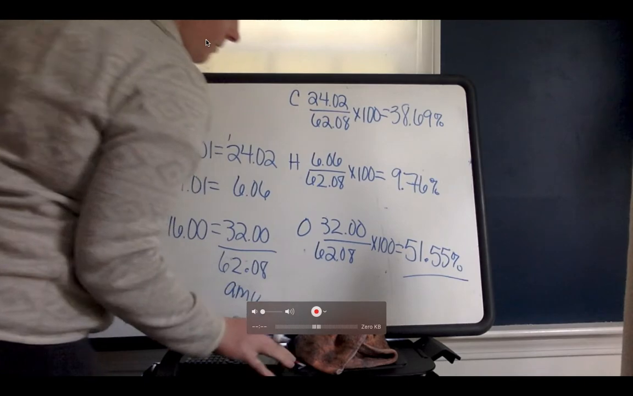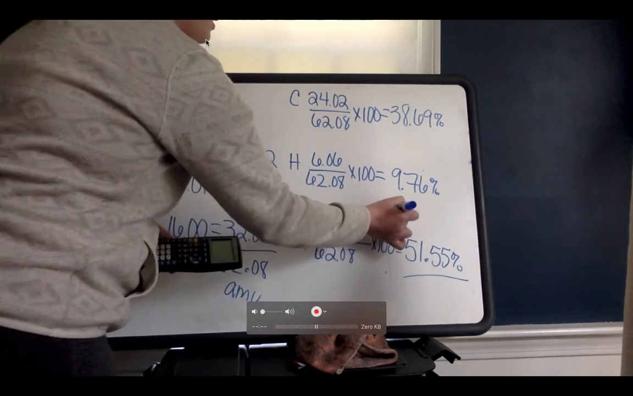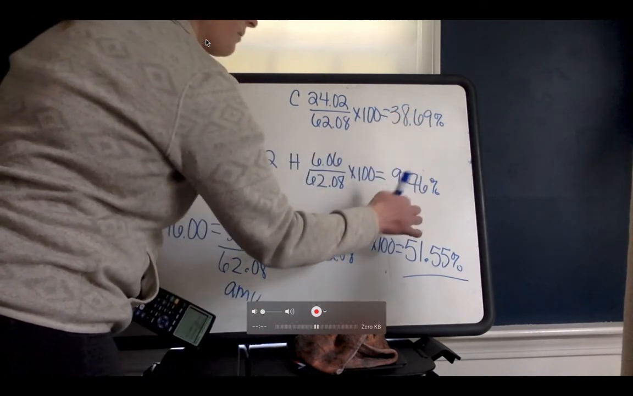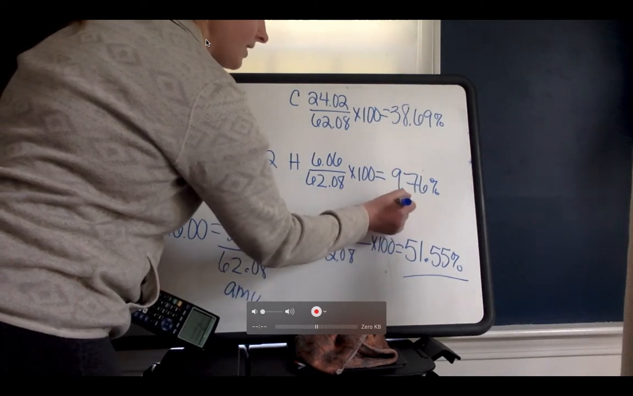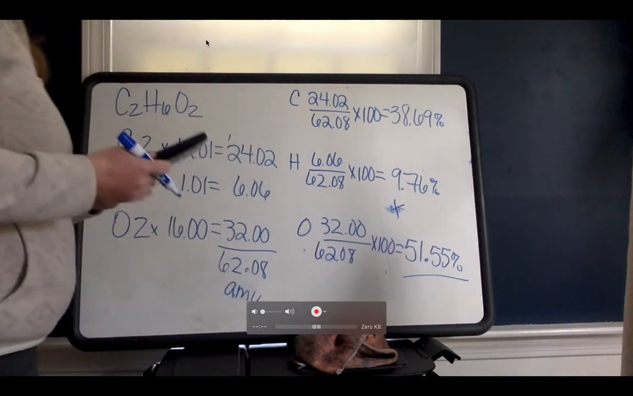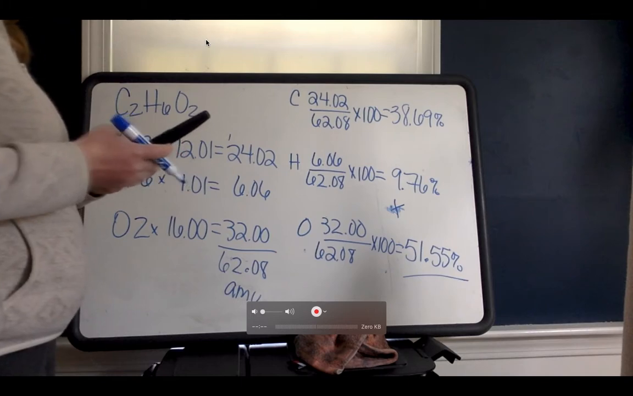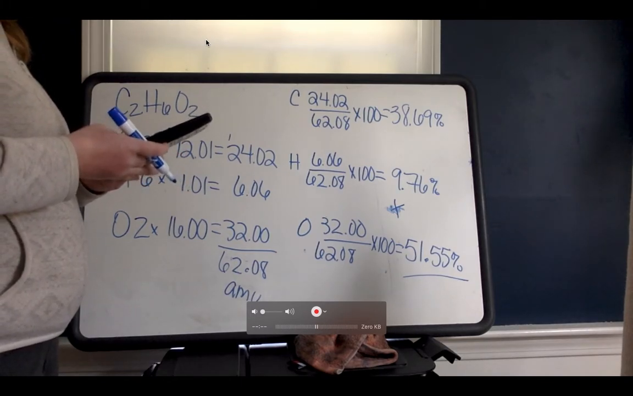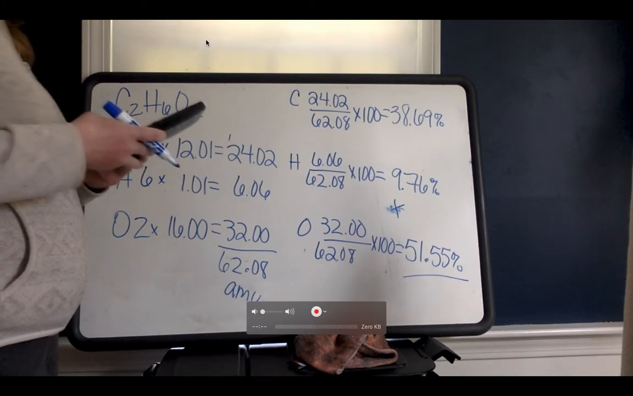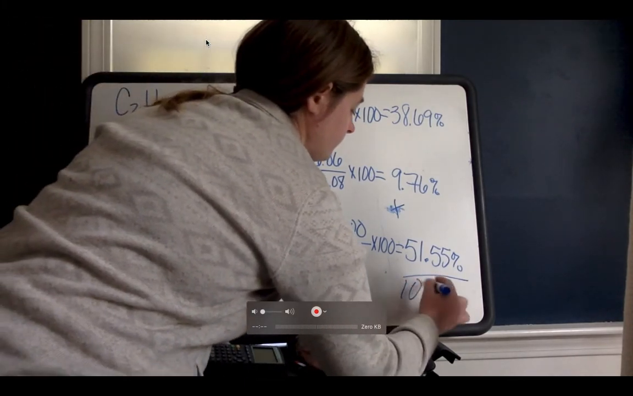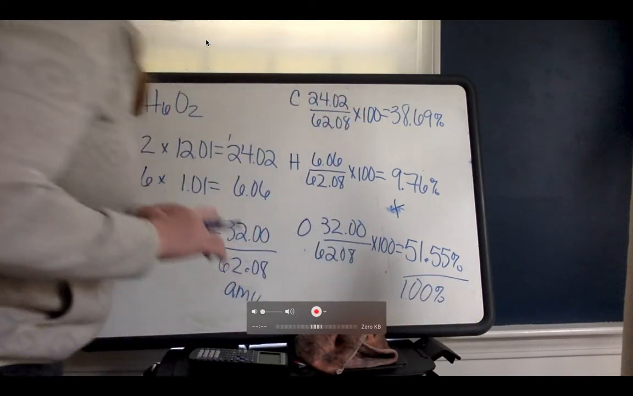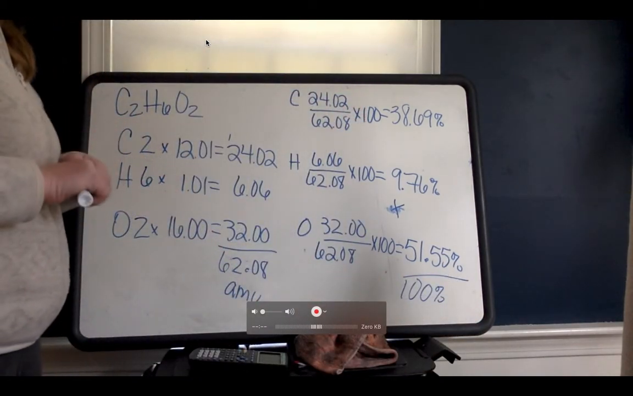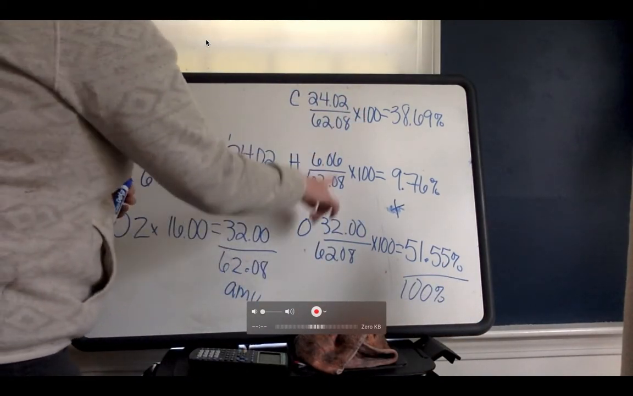If we want to check to make sure we're right, we can add the 3 percents together. So we can add 38.69 plus 9.76 plus 51.55. If you add the 3 percents together, then you get 100%. Now remember, the percents could be off just a little bit depending on how you round your masses, or you round when you divide.